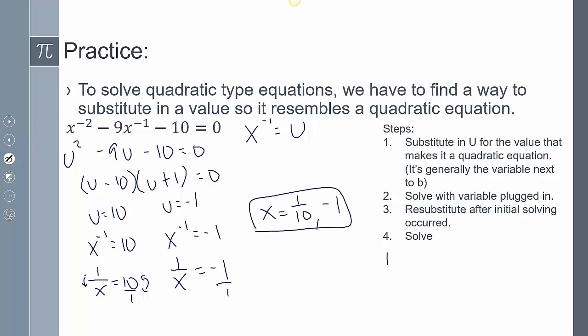Another way of doing that, if I had 1 over x equals 10, I can multiply both sides by x. So I get 1 equals 10x, divide both sides by 10, so x equals 1/10. Same idea.